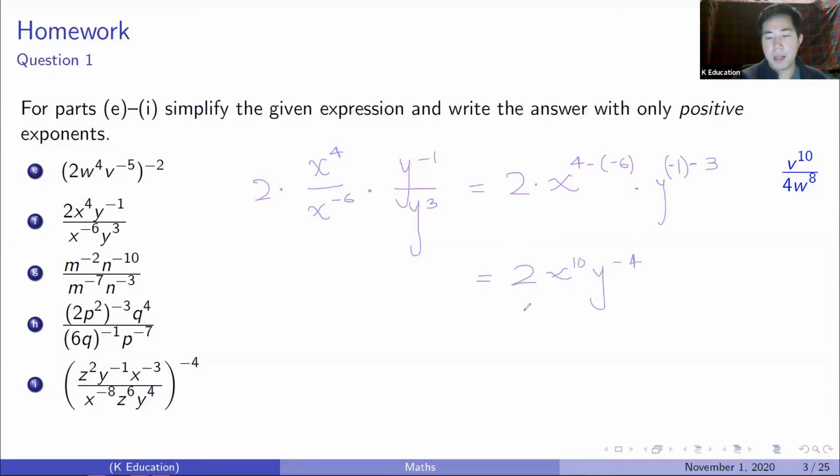And as you know, the negative power means it's reciprocal. So 2x to the power of 10 times 1 over y to the 4. And when you do this multiplication, it becomes 2x to the 10 over y to the 4. It's the same answer as before, right? So that's another way to look at it. Of course, the method is entirely the same, but you're just looking at the factors differently.